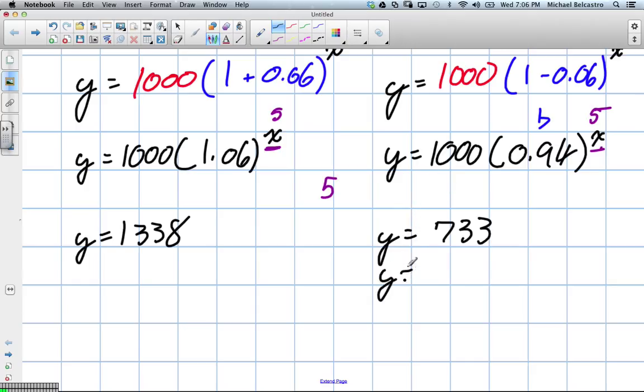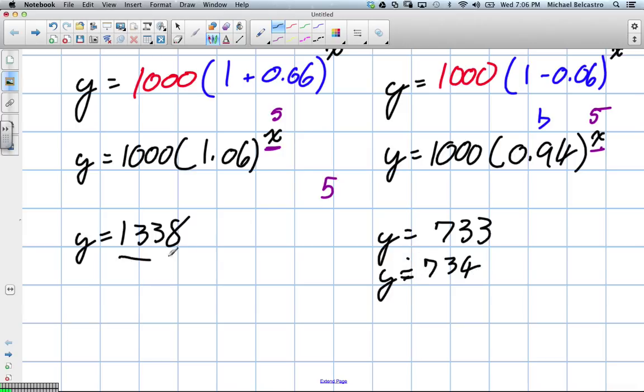And maybe approximately 734. But if we're talking about actual population, we can never really have 0.8 of a person. So a lot of times in those situations we round down because you either have a person or you don't have a person, right? And you could say approximately, and we're just making approximations when we're doing this, okay?